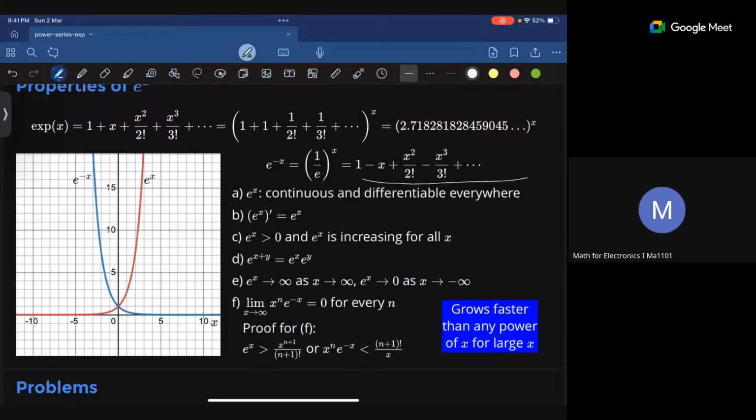So e power x plus y is nothing but e power x into e power y, and e power x tends to infinity as x tends to infinity, and e power minus x tends to 0 as x tends to infinity. Similarly, e power x tends to 0 as x tends to minus infinity. E power minus x tends to infinity as x tends to minus infinity. So you can see it from this graph.